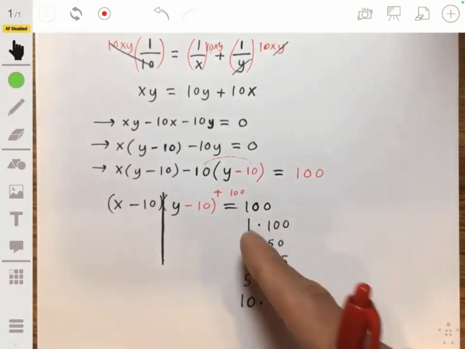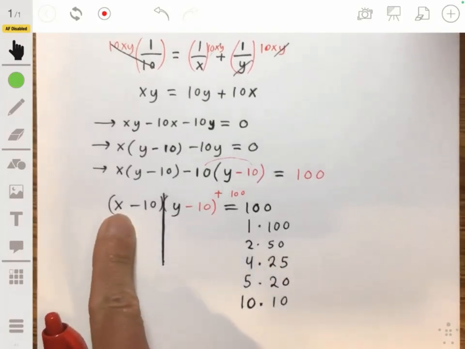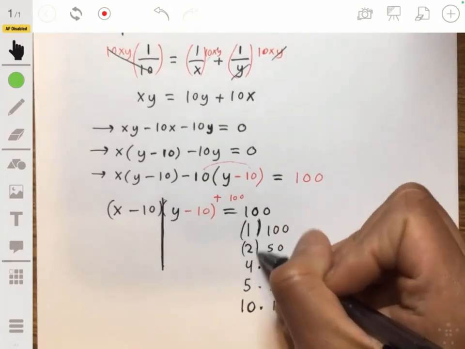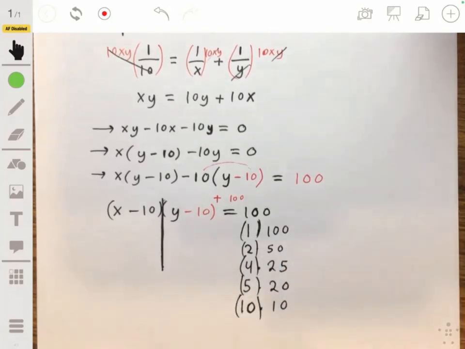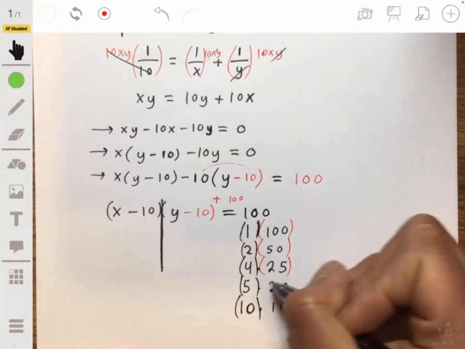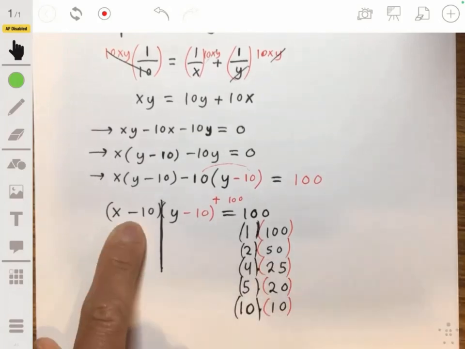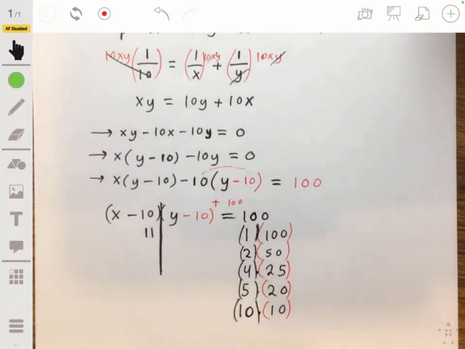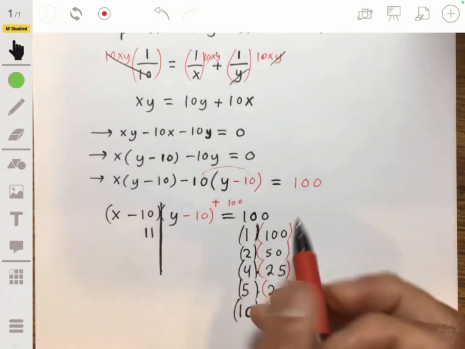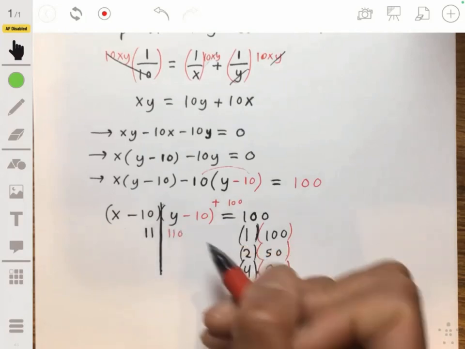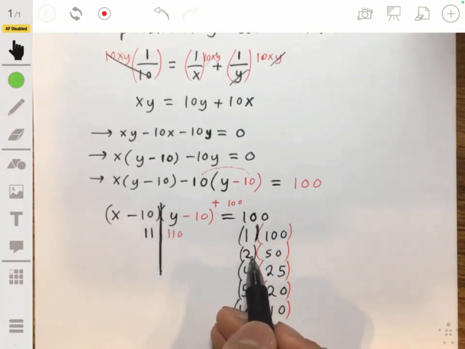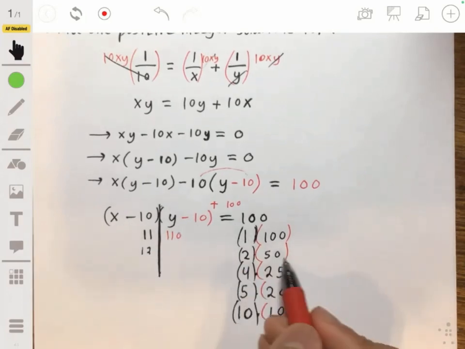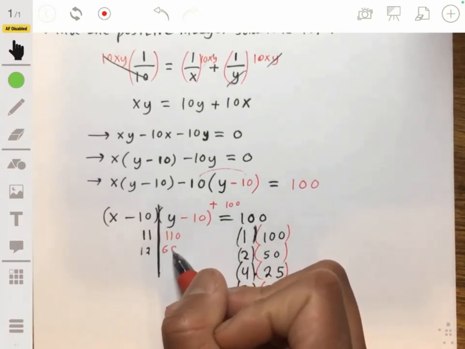So let's have these be set equal to our x's. So these are like our x's on this side. And the ones over here are going to be the y's. So for the first group, we want to have x minus 10 equal to 1. That means x will be 11. And then we have y minus 10 equals 100. That means y would have to be 110. The next one, x minus 10 will be 2. That means x will be 12. y minus 10 is 50, so then y is 60.